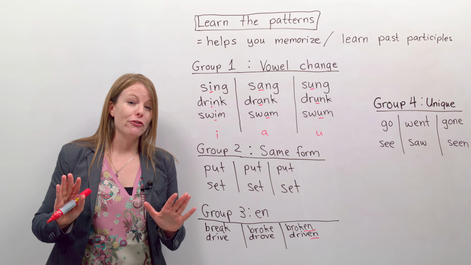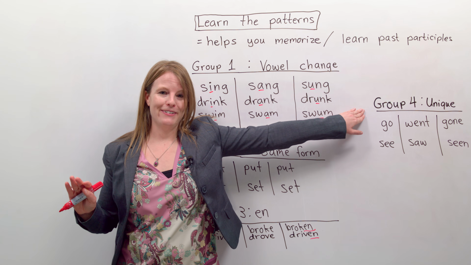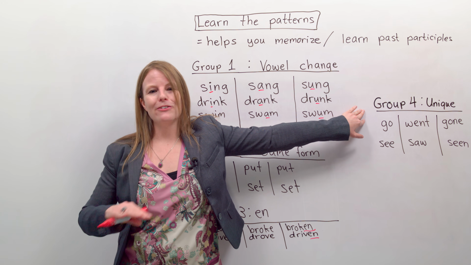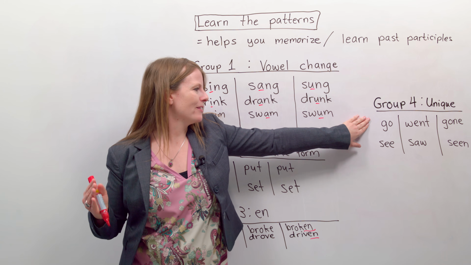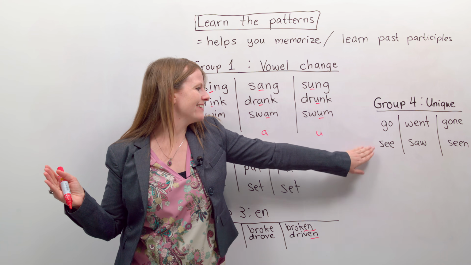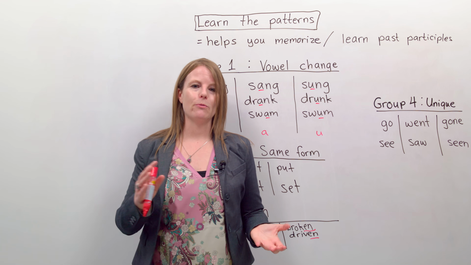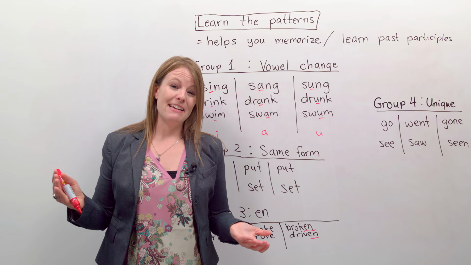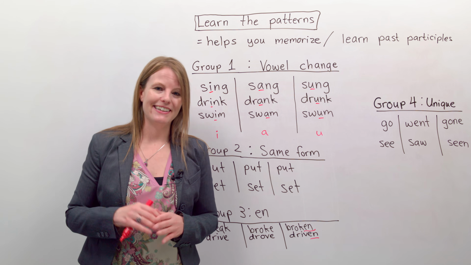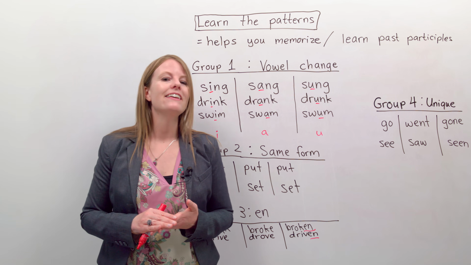Now the hardest group is what I call the unique group, where they follow their own rules. So it has less patterns. So for example, go, went, gone, see, saw, seen. Sometimes you'll have some verbs where they don't follow these patterns. They don't follow really any patterns. They have their own pattern. And those are the hardest because you really have to memorize them.